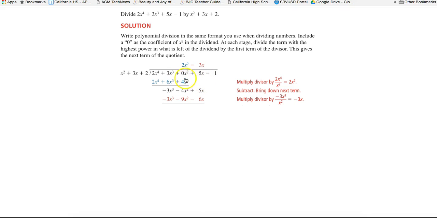So now, we are looking at what do we have to multiply x squared by to give us negative 3x cubed? Well, that is negative 3x. So negative 3x times x squared gives us negative 3x cubed. So again, what we're doing is we're taking negative 3x and multiplying that by all three of these terms right here.